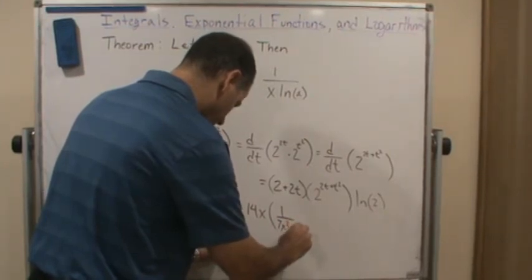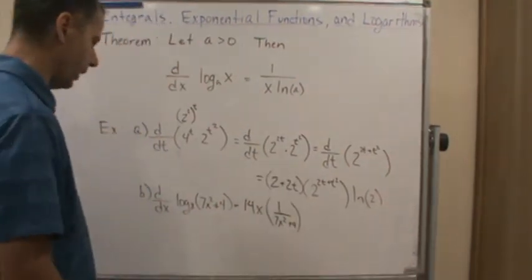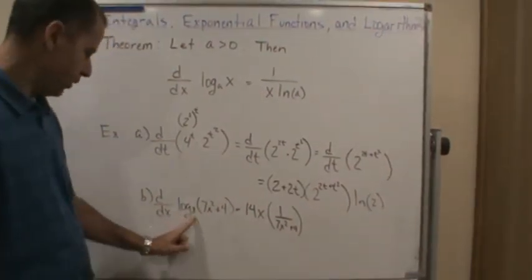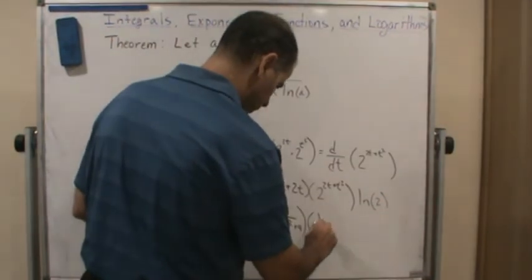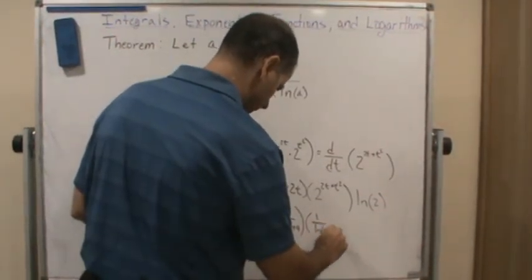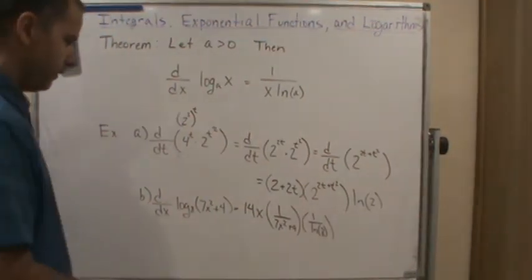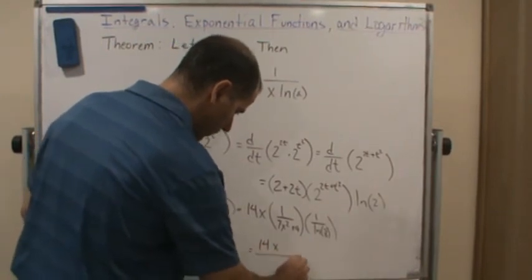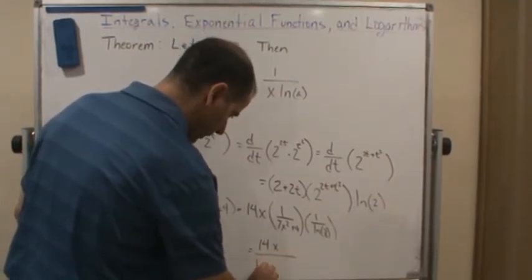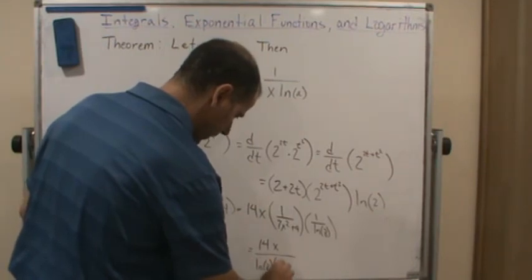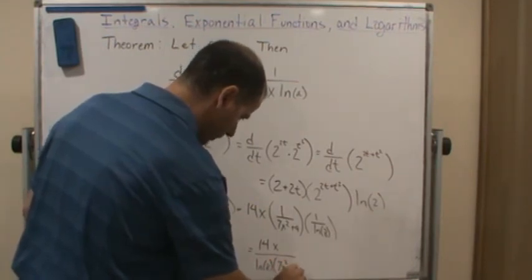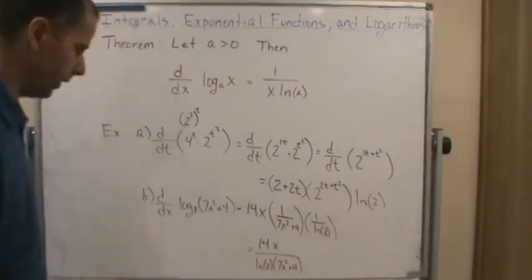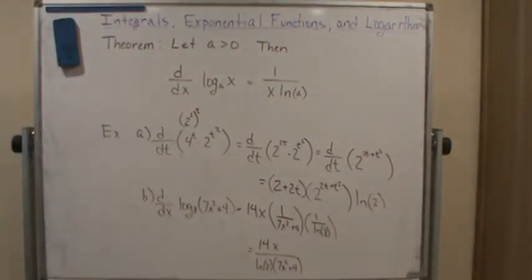7x squared plus 4. And then we're also going to divide by the natural log of the base, which gives us 1 over the natural log of 8. So the final answer then becomes what? 14x divided by the natural log of 8 times 7x squared plus 4. And that's it.